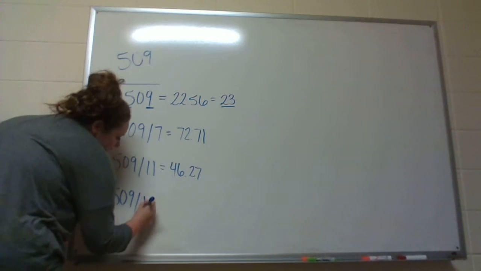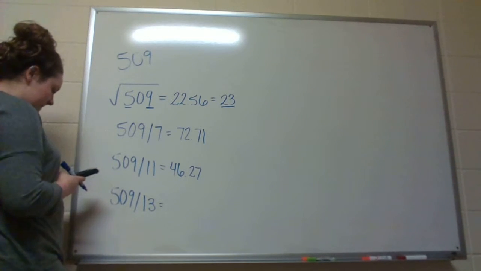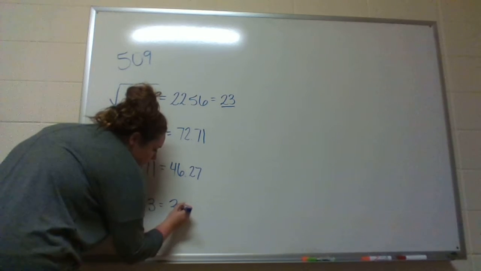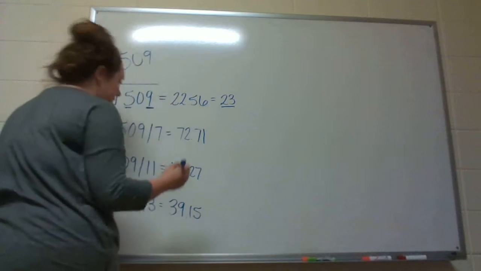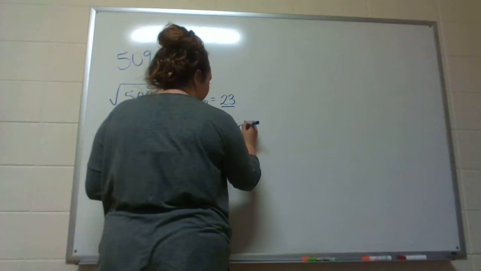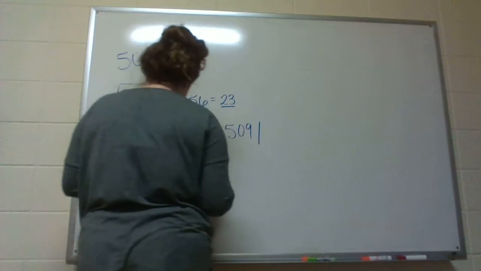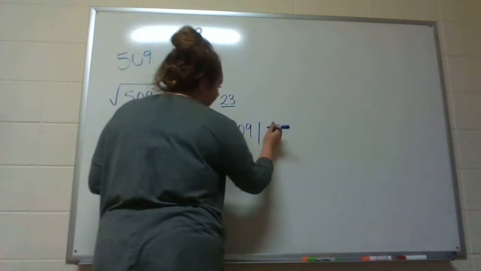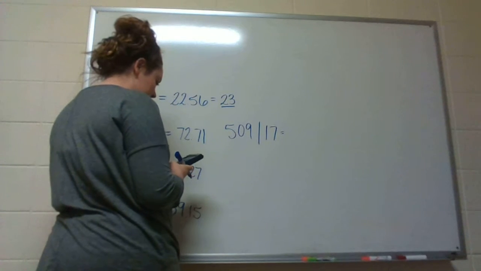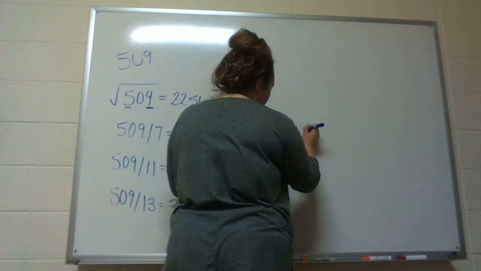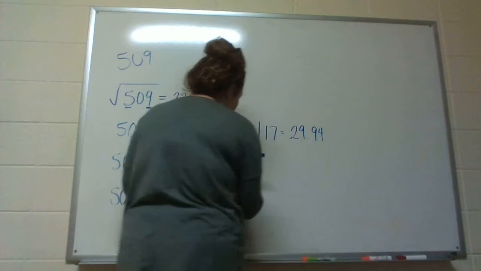Then we will do 509 divided by 13, which is 39.15. Next we'll do 509 divided by 17, which is equal to 29.94.